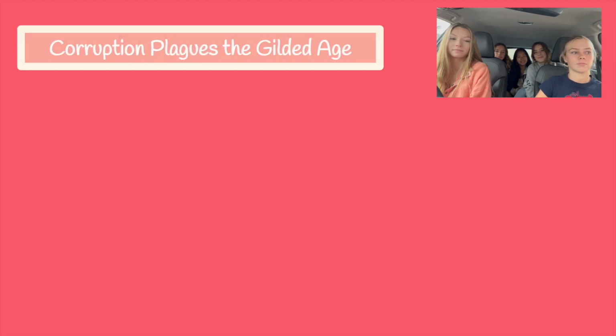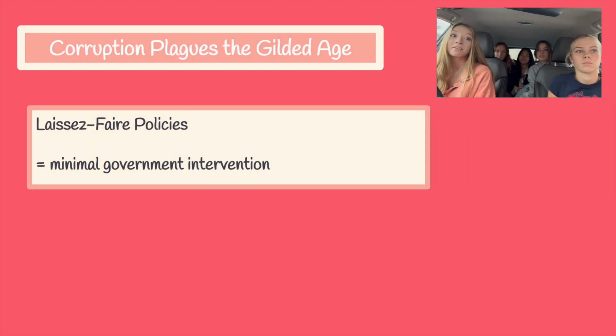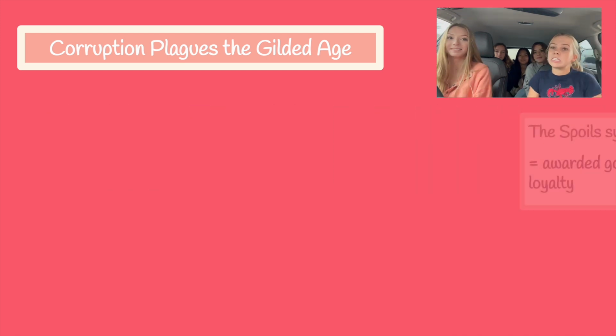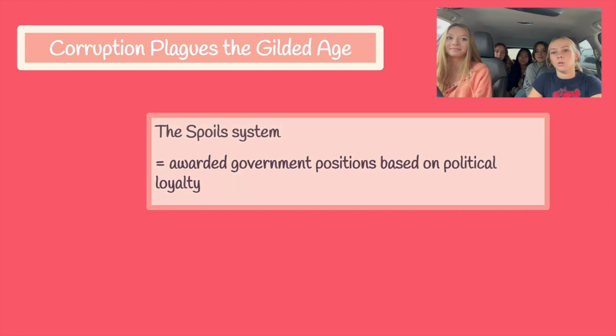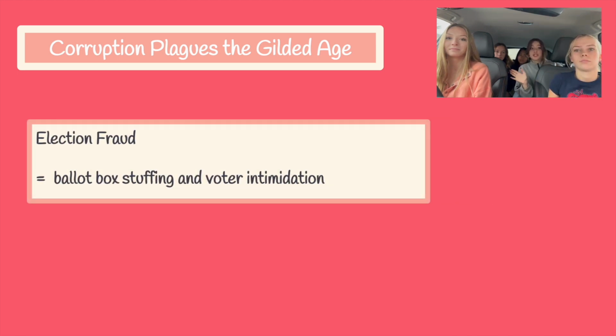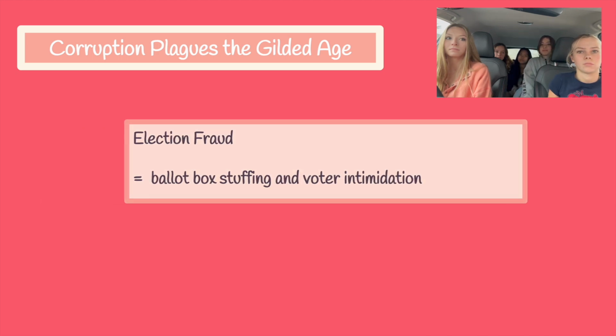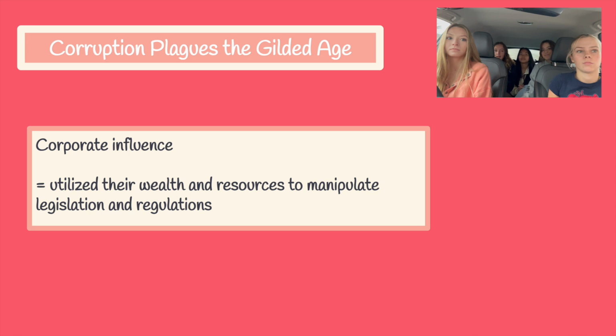Corruption plagues the Gilded Age. First, laissez-faire policies, which meant minimal government intervention. Second, the spoil system, which awarded government positions based on political loyalty. Next was election fraud, where ballot box stuffing and voter intimidation led to invalid ballots and an unfair election. Corporate influence utilized wealth and resources to manipulate legislation and regulations.